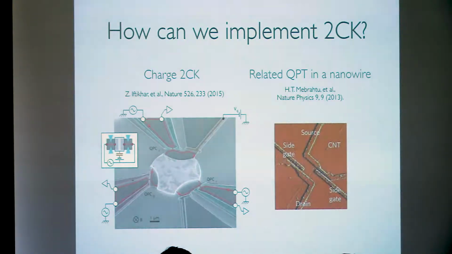And this was also a very impressive realization of two-channel Kondo physics coming from Frederick Pierre's group. And there are related quantum phase transitions that claim to probe quite similar physics when you have a resonant level, say from a carbon nanotube, that is coupled to dissipative leads. And again, this is all related quantum critical scaling behavior that you can see in nanostructures.